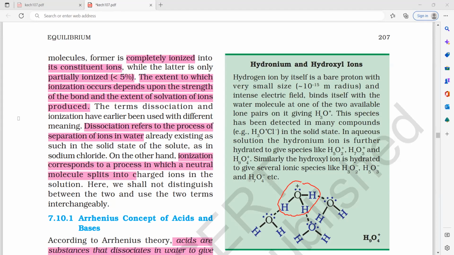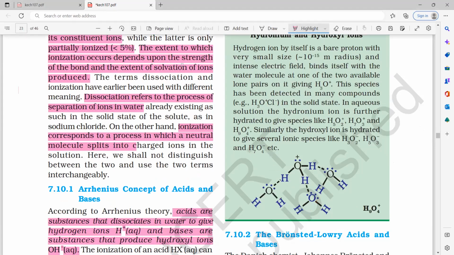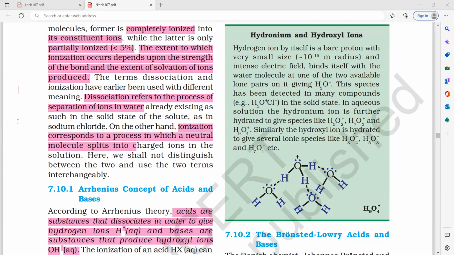Let's talk about the second concept, and that concept was given by Bronsted-Lowry, the acids and bases concept.